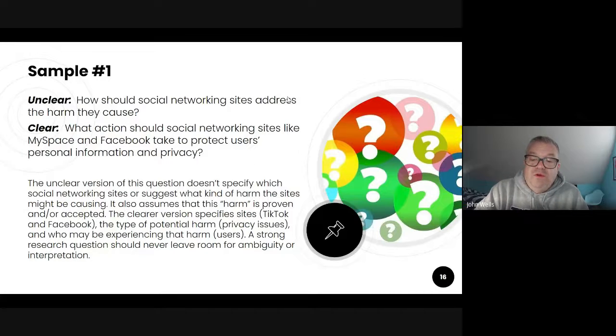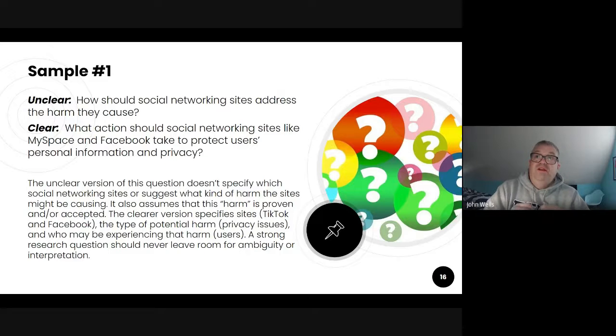How should social networking sites address the harm they cause? It's kind of an unclear statement because what are we talking about, right? What are we really talking about? So if we look at something that's a little clearer: what actions should social networking sites like MySpace and Facebook take to protect users' personal information and privacy? You like that there? We went old school with the MySpace, right? But the idea that we went from how should they address it to what action should they take?